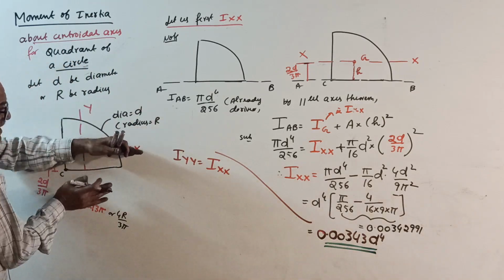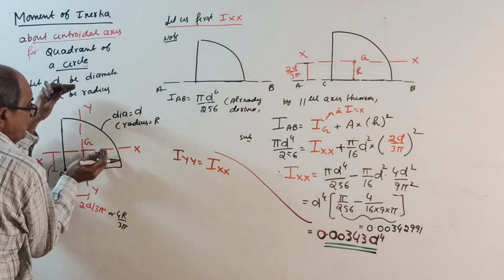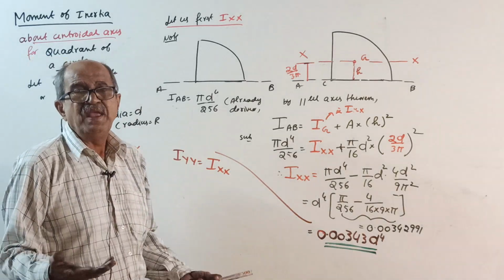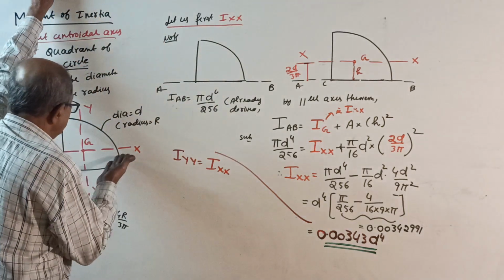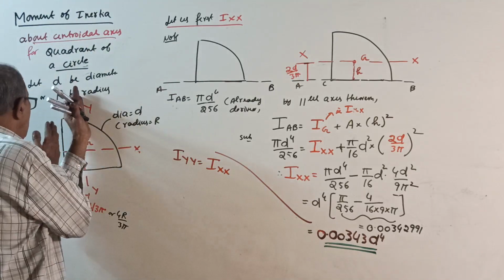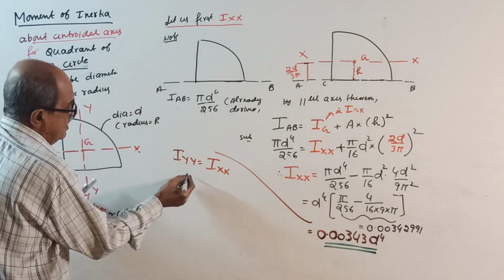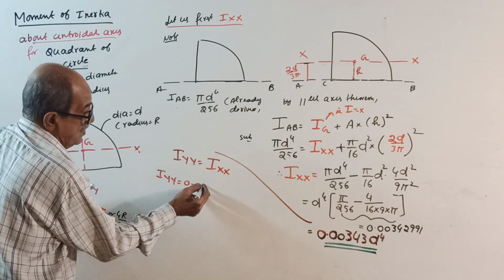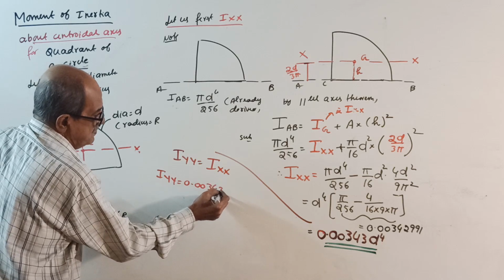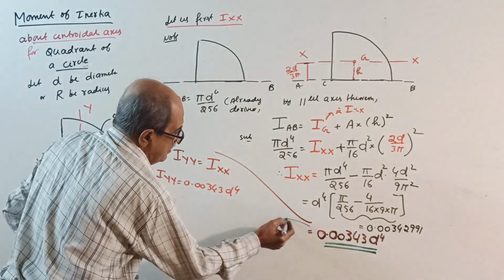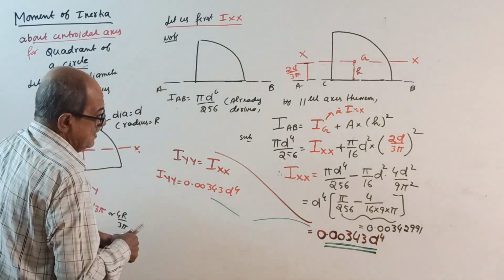See here, how is the arrangement here? Same is the arrangement here. You turn it, nothing will happen. Nobody will ask you why. Because observation, whatever you got for I about xx here is I about yy. Therefore, Iyy is also equal to 0.00343 d power 4, and both of them you can make a note in terms of radius.